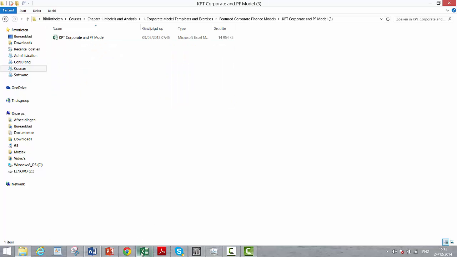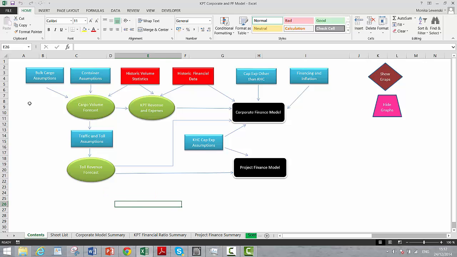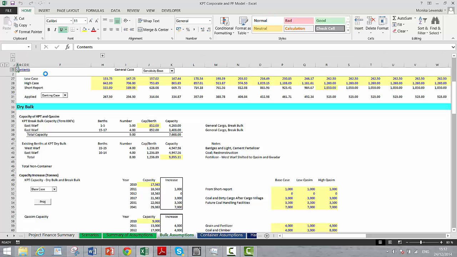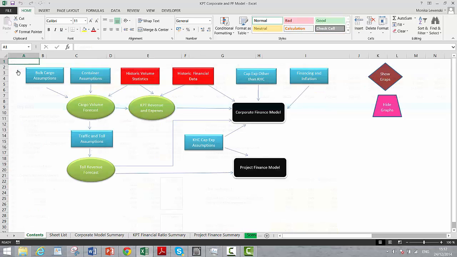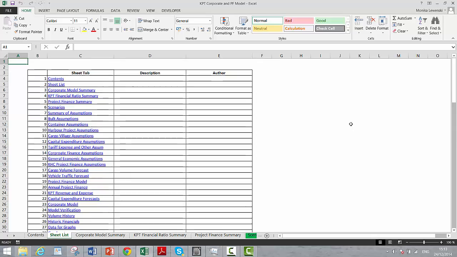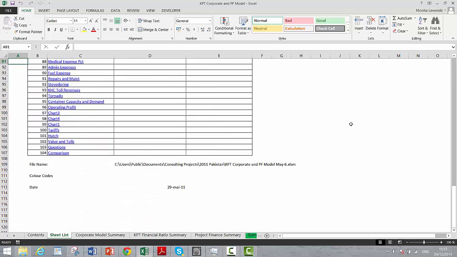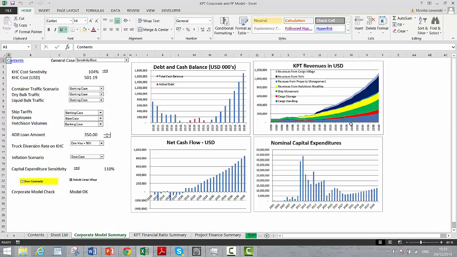So this example was from a port where we had a cargo forecast, and we had a revenue forecast from their toll bridge, and we had some assumptions for different kinds of cargoes. Each one of these has a little macro that goes to the sheet. That's nothing. Then you could show or hide the graphs. That's just a gimmick. And then here are all the sheets. We had so many.